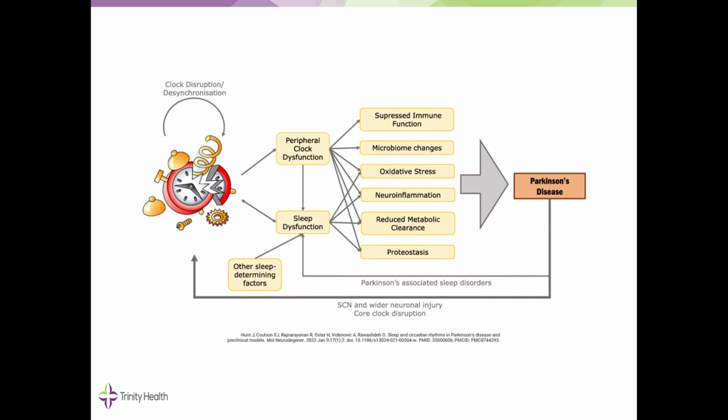We may have decreased metabolic clearance. Remember that lymphatic system that I shared with you? We may have more oxidative stress within our brains. And then we know that all of those changes may contribute to issues with Parkinson's disease. Now, the downside is that when all of those changes then begin to occur, they then feed back onto that suprachiasmatic nucleus and our brain's clock. And so then the whole cycle becomes impaired and is broken.